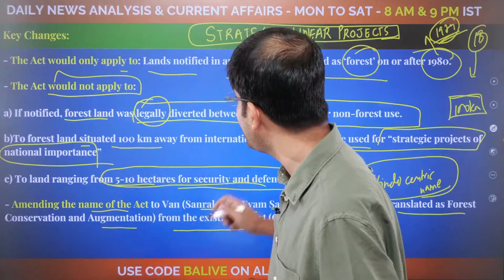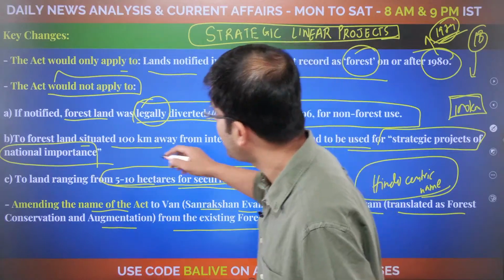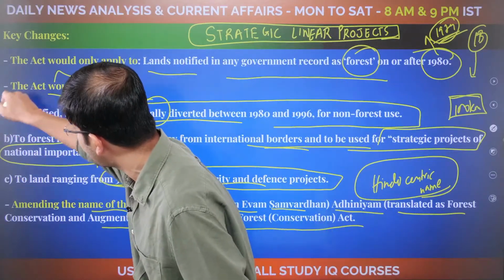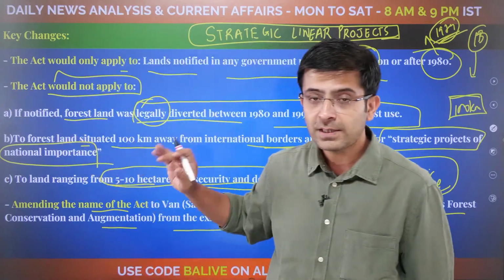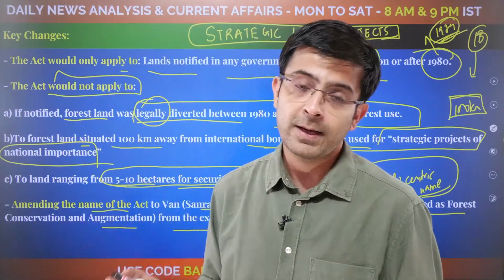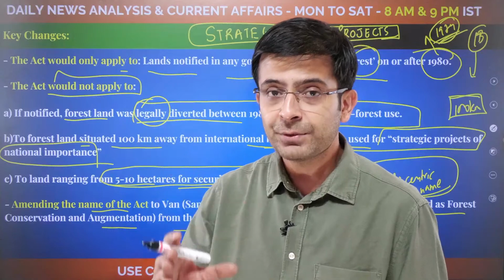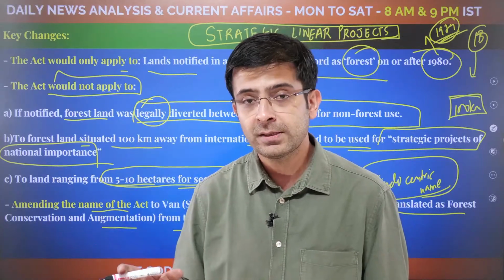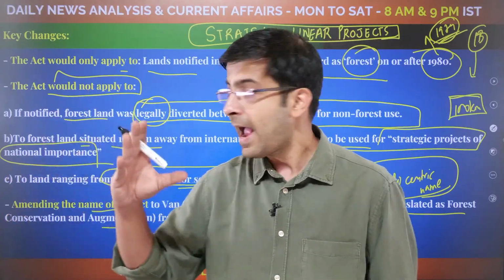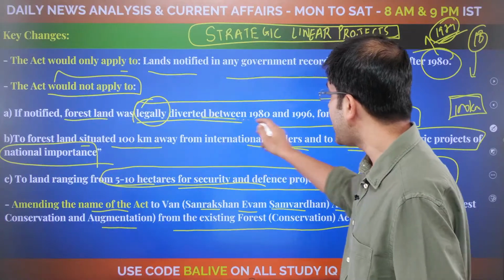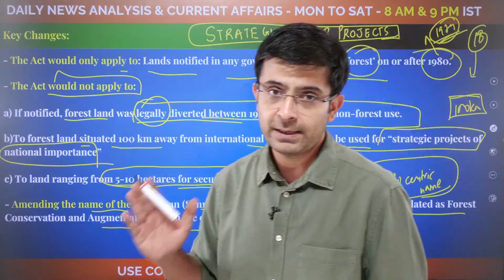You are looking at these three that you need to remember, in fact, take a note of these three, the A, B and C. Just note these three, your whole topic will be clear. You are looking at exemption for defense and security projects, you are looking at the international border, and you are looking at the exemption if land was diverted legally between 80 and 86.